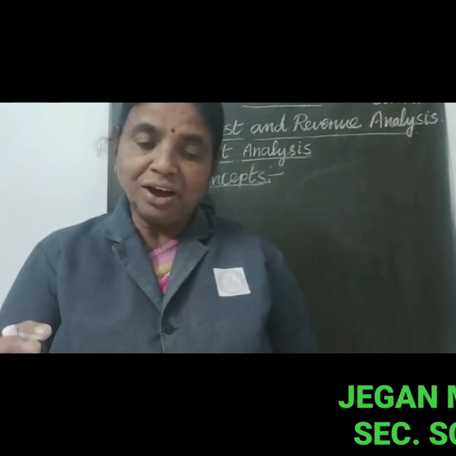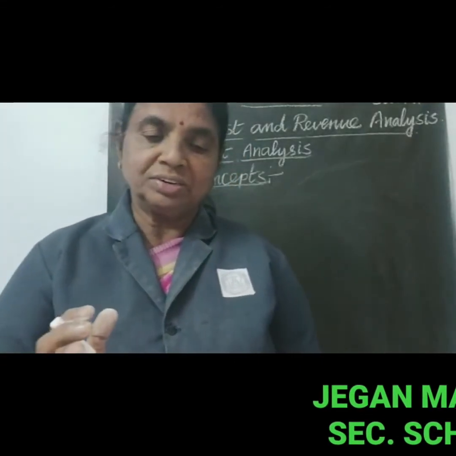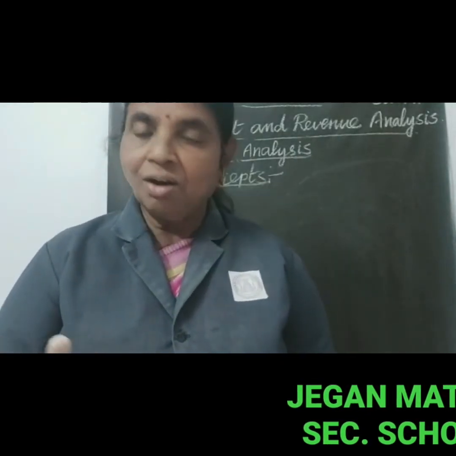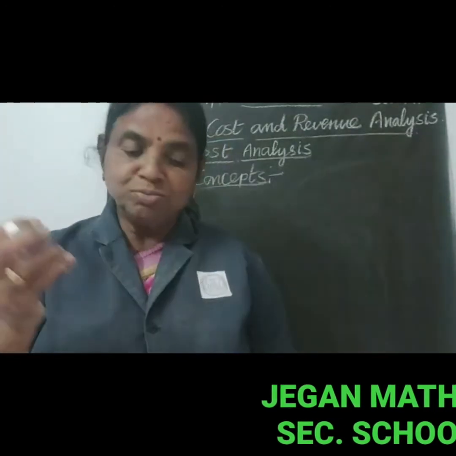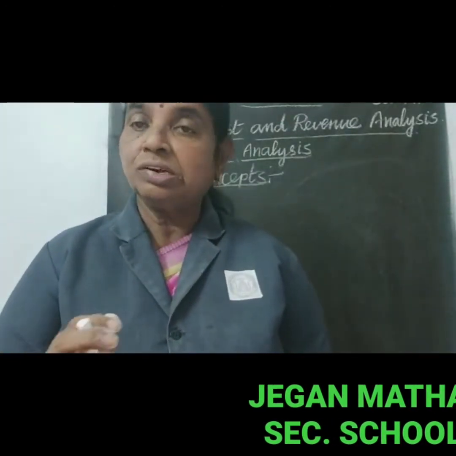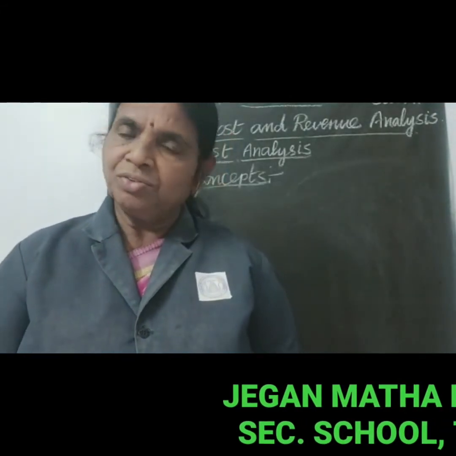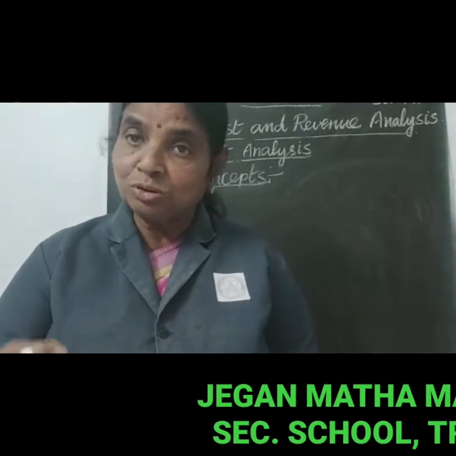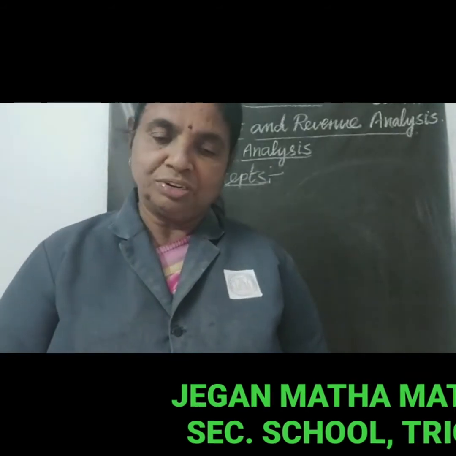Cost and revenue analysis refers to examining the cost of production and sales revenue of a production unit or firm under various conditions. The objective of a firm is to earn profit and not to make loss. Then, what is cost? Cost refers to the total expenses incurred in the production of a commodity.